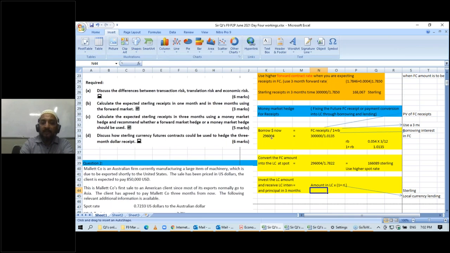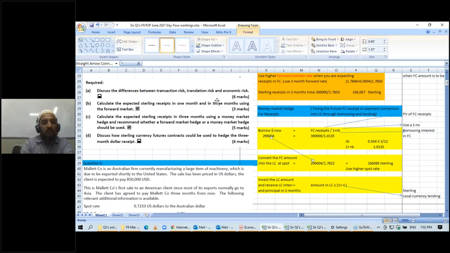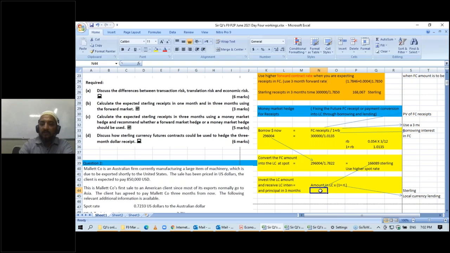Now see how the steps work. See the arrows. First we calculated this amount 296,004. Then I bought it here. Then I converted it into local currency. And then this local currency, the second step amount, came over here: the amount in local currency, which is 166,089. Now multiply this by 1 plus RL. So what is RL? For RL, the lending rate, you will take the sterling local currency lending rate, which is 4.6%.